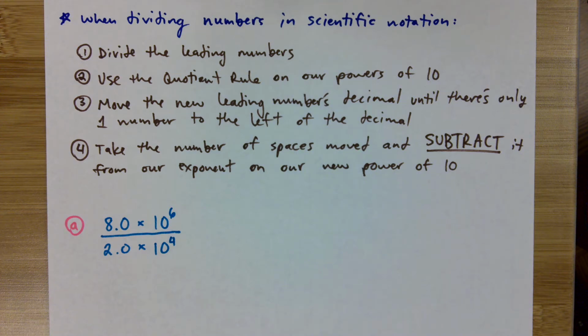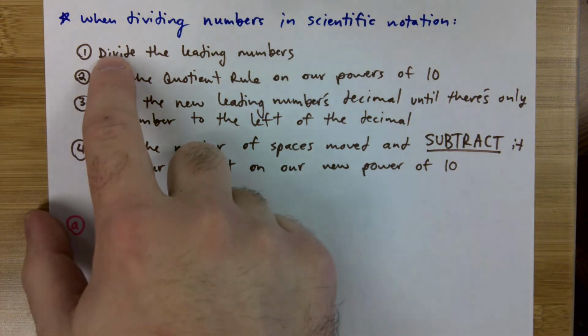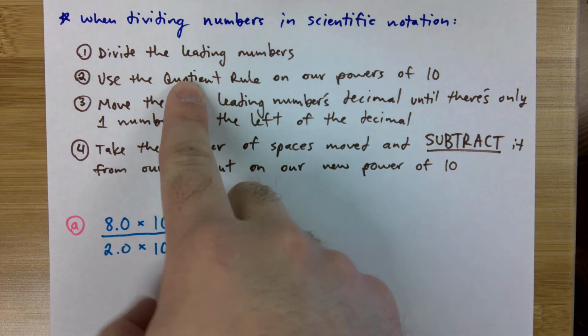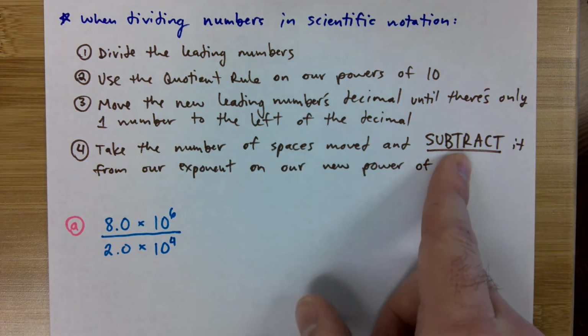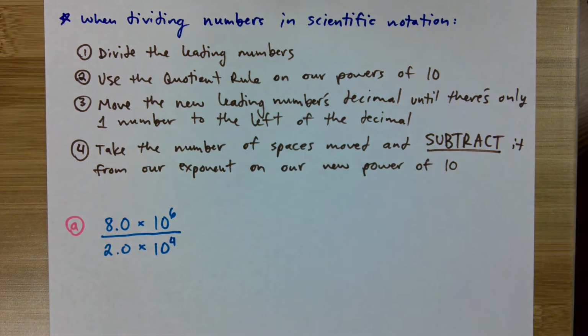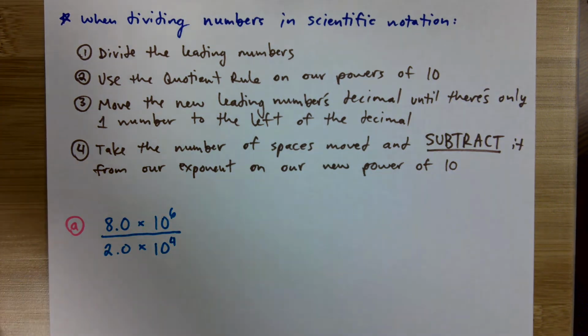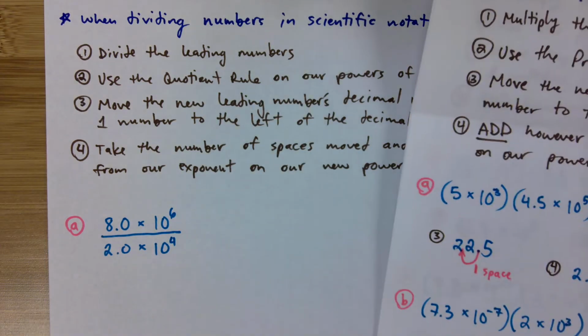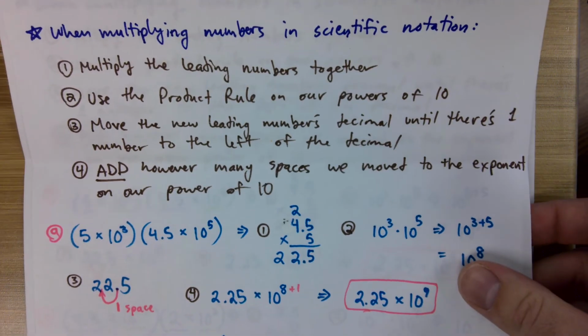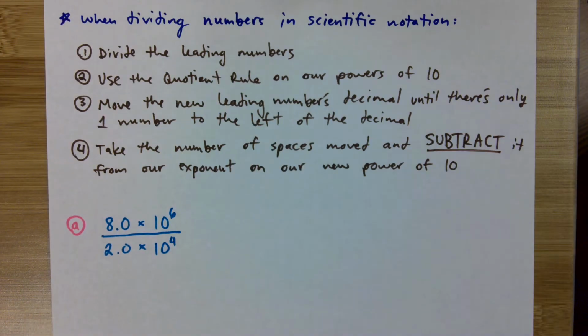So this four-step process here is exactly the same as last week. The only difference is we're dividing using the quotient rule and subtracting instead of multiplying using the product rule and adding. We're just doing the inverse. Okay? This was Friday's notes. Okay, and this is today. So it looks exactly the same. We're just basically doing the inverse of everything.